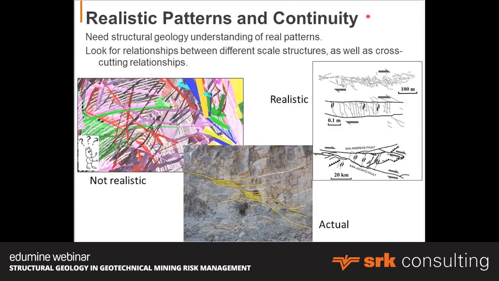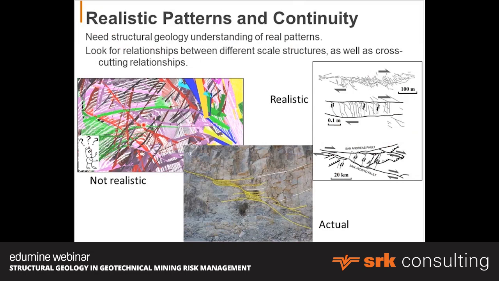Now, the biggest problem that I find when I go to mines all over the world, literally 9 out of 10 mines have this problem, is this is what their structural model looks like. You can see these structures with great continuity going straight across the mine, cross-cutting each other without any understanding of timing relationships, and this is simply not realistic.